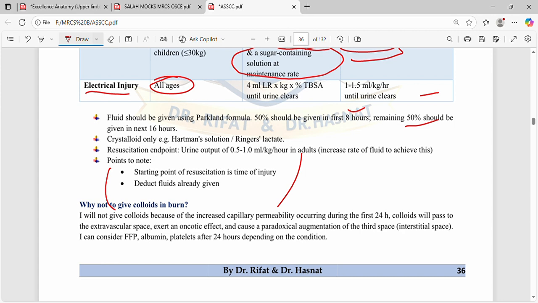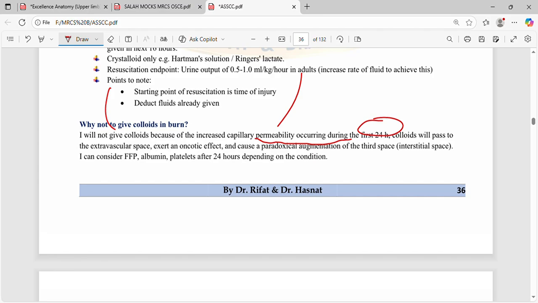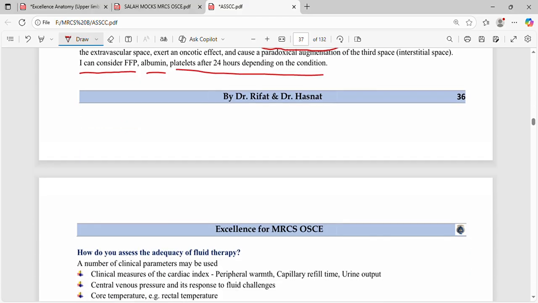So why not to give colloids in burns? I will not give colloids because in burns we have increased capillary permeability. In the first 24 hours, colloids will pass to the extravascular space, exert an oncotic effect, and cause paradoxical augmentation of the third space, the interstitial space. So in the first 24 hours you never give colloids, but after 24 hours I can consider fresh frozen plasma, albumin, and platelets depending on the condition of the patient.